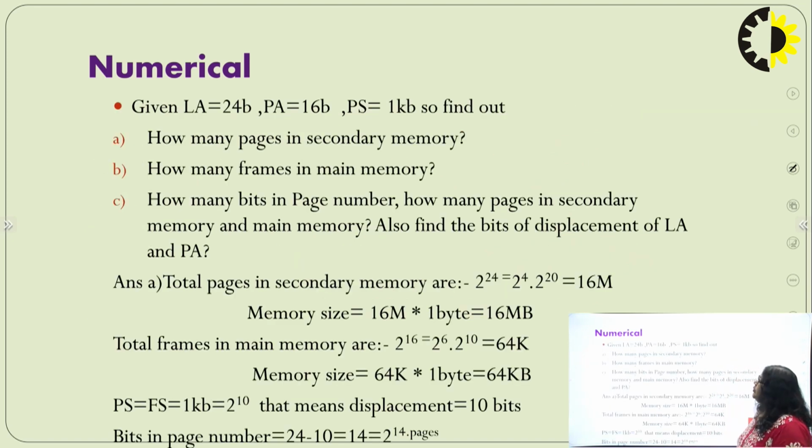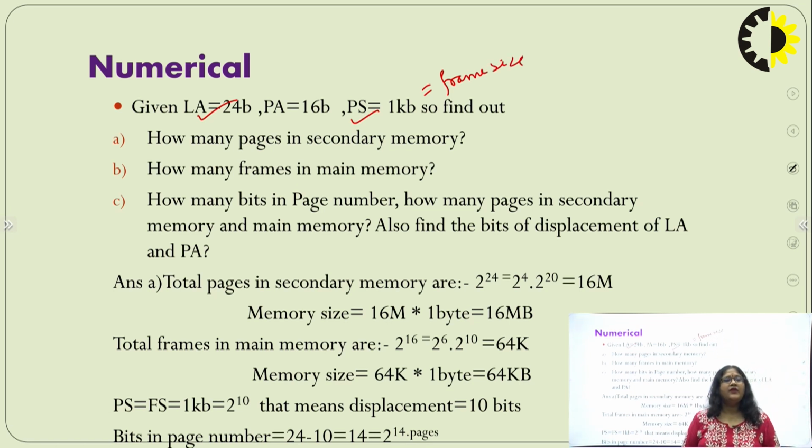Now take the third numerical. In the third numerical we have a logical address of 24 bits, and a physical address. Logical address belongs to the secondary memory and the physical address belongs to the main memory. And we have a page size of 1 KB. We know that page size always equals frame size. If the page size is 1 KB, the frame size is also 1 KB. 1 KB means the total address bits are 10, because it is 1024, so it is recognized by 10 bits.